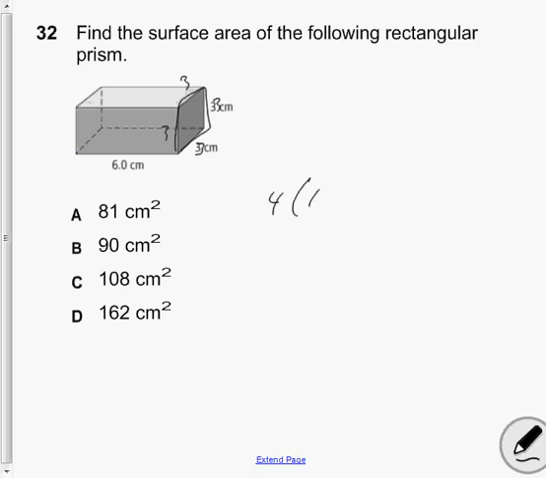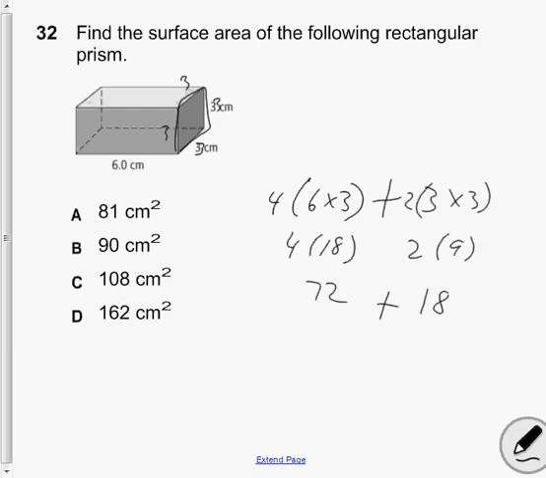So 4 of the sides are going to be 6 by 3. And the ends are going to be 3 by 3. So there's going to be two of those. So I have 4 sides, the top, the bottom, the front, the back, that are all 6 by 3. So we have 4 that are 18. When we work that out, it becomes 72. And the left and the right are both 3 by 3. So we have 2 that are going to be 9 each, which is 18. When I add those together, I get 90 square centimeters of surface area.